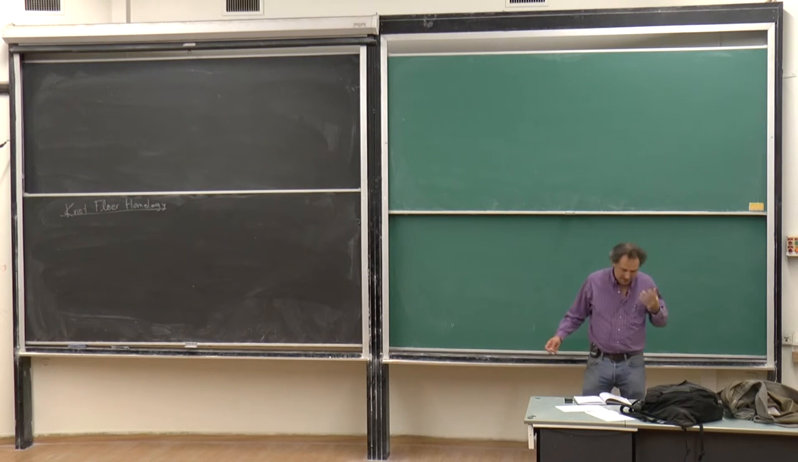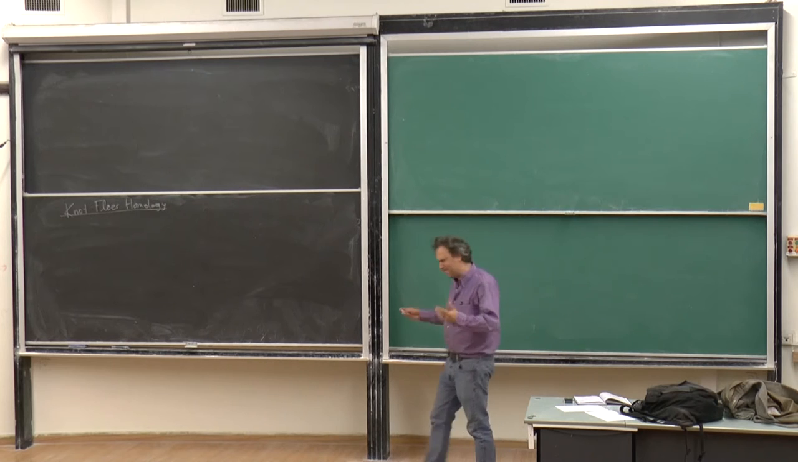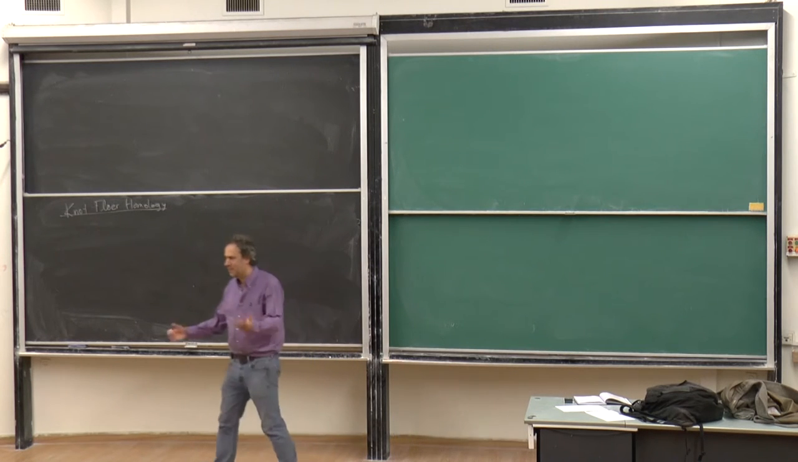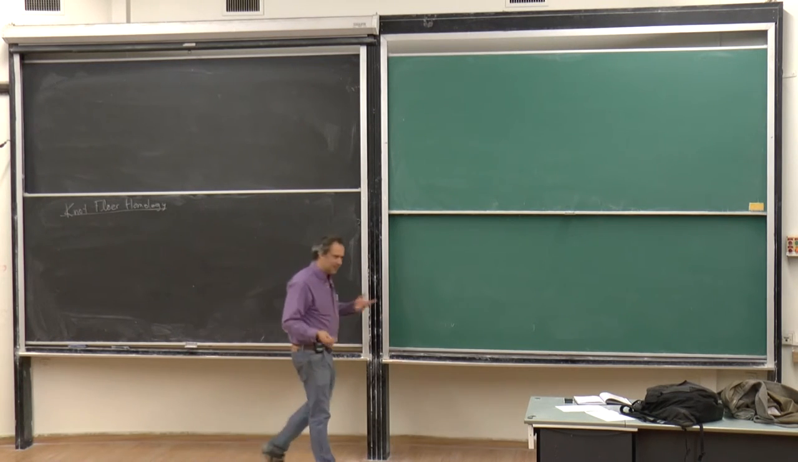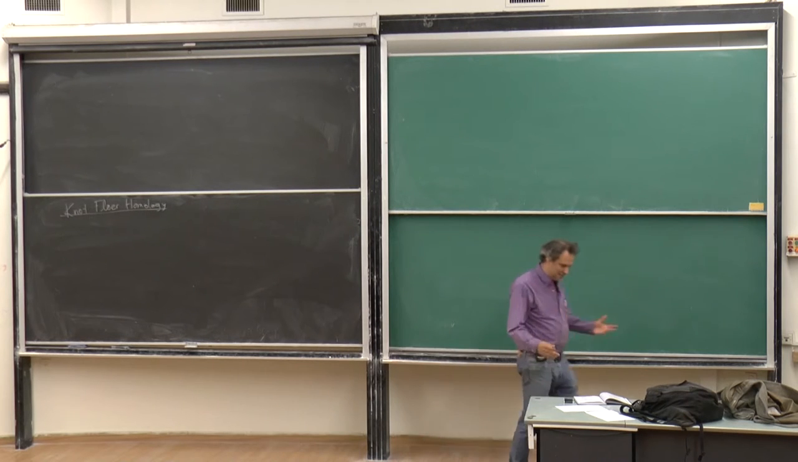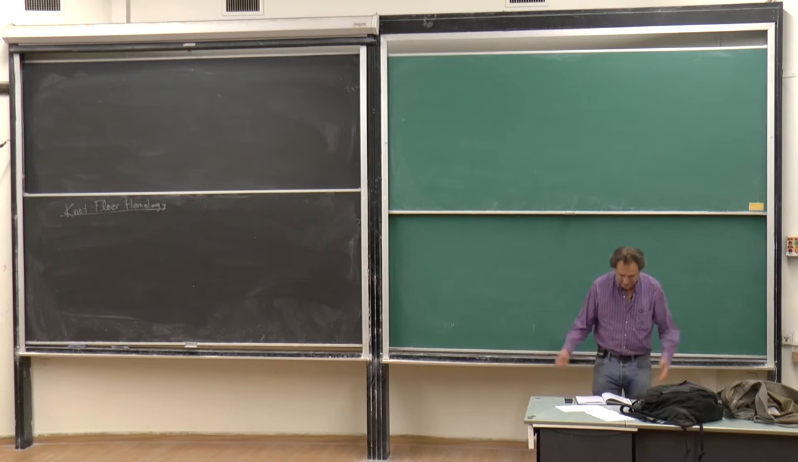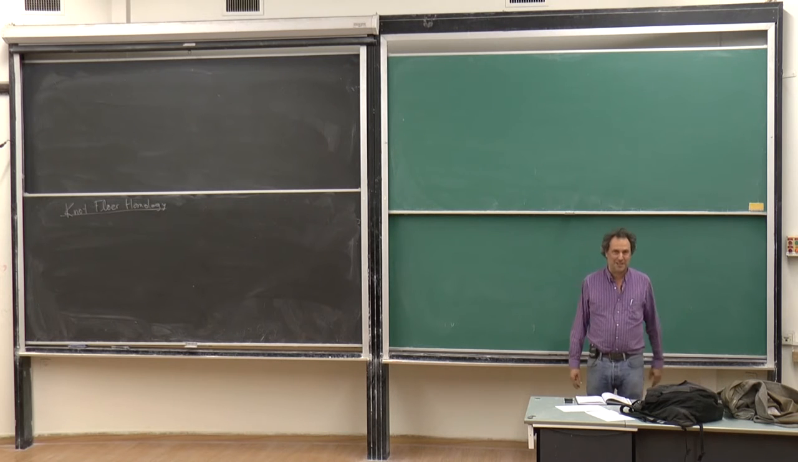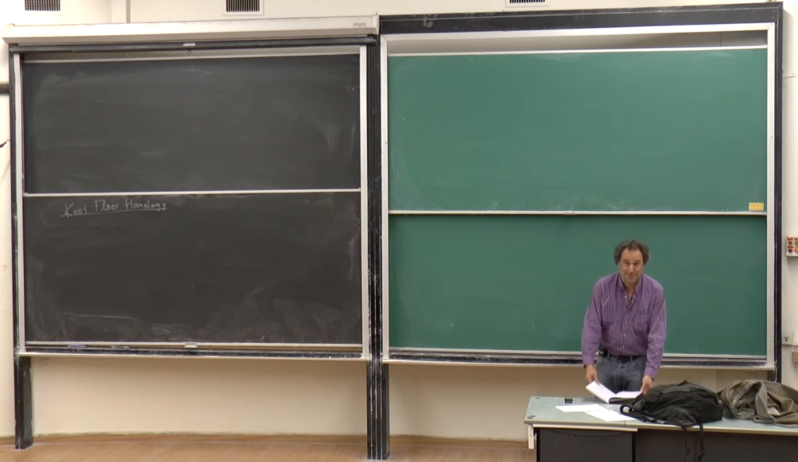So I'll talk about knot Floer homology, and this is an invariant for knots in the three manifold or in the three sphere. But I'd like to step back a little bit. This is a colloquium style talk, so I'd like to talk about what is a knot and why do we care before I start into the specifics.